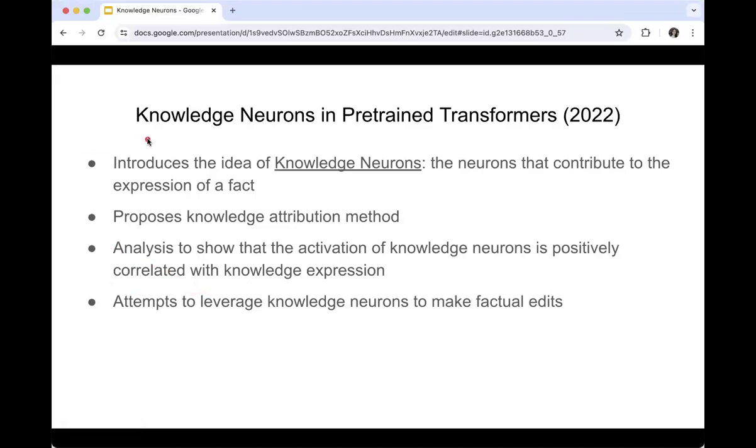Hi, today I'll be going over this paper called Knowledge Neurons in Pre-trained Transformers. This paper introduces the idea of knowledge neurons, which are neurons within a model that contribute to its recall of a fact.